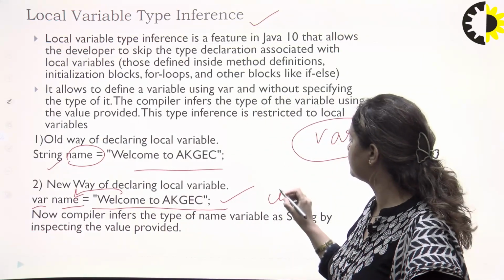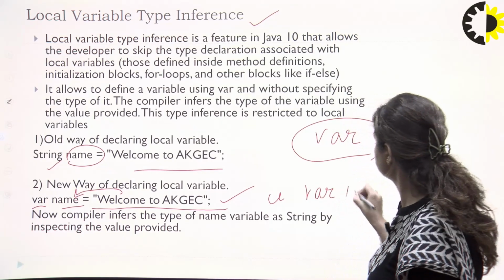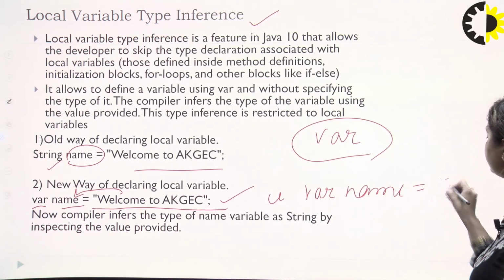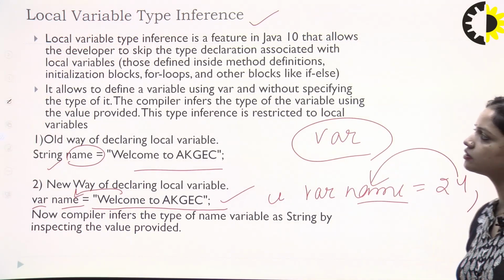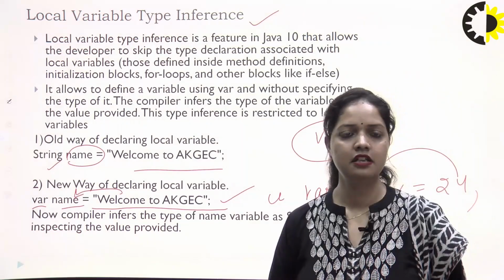If I put an integer value like this, var name equals 24, then name will be capable of holding the integer value. So that is the role of using local variable type inference in Java programming.